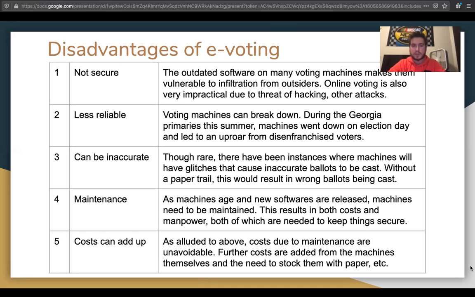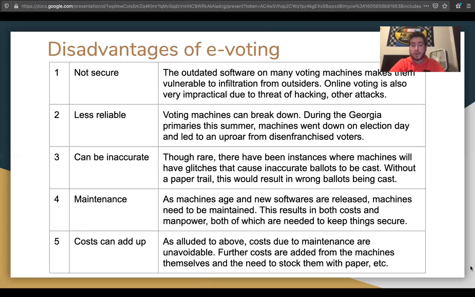So you want to make sure that those machines at least aren't going down on election day. Very bad time for them to go down like that. They can be inaccurate. It's rare. Now, don't get me wrong, very rare, but there have been instances where machines will glitch out a little bit and cast inaccurate ballots. Say someone voted, we'll just say voted Democrat, but they meant to vote Republican, and it shows up that they did vote Republican through the interface. Obviously, that's a problem, or vice versa.